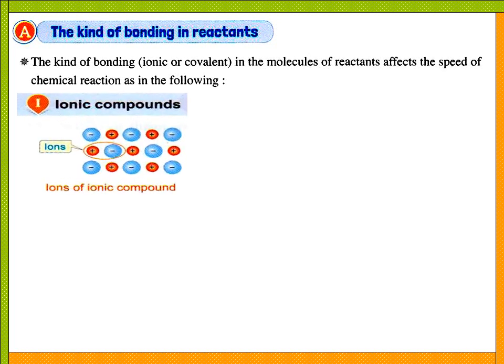We have the first one, ionic compound. If we have 2 cups of water, and we have 1 spoon of salt and the other is sugar, we will dissolve each spoon in the same amount of water. What will dissolve faster? It will be the salt. Why?